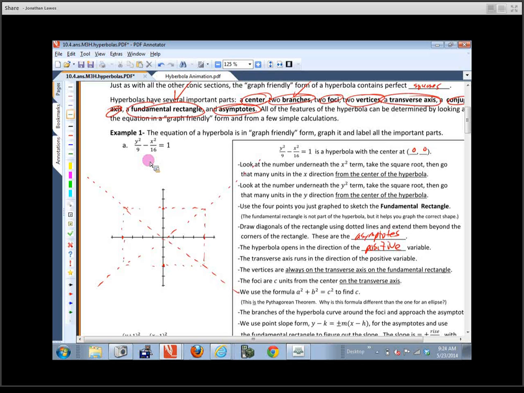Again, hyperbolas aren't that bad. When you mix them all together with ellipses and parabolas, then it gets hard to remember what's what. So you've got to remember this. On a hyperbola, it opens in the direction of the positive variable. So which variable's positive? Y. So it opens in the y direction.